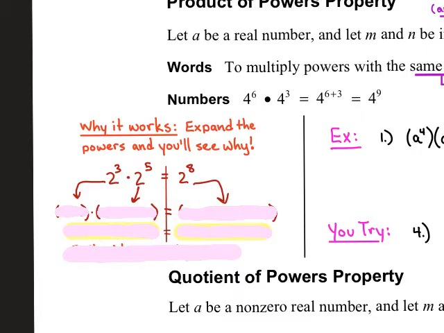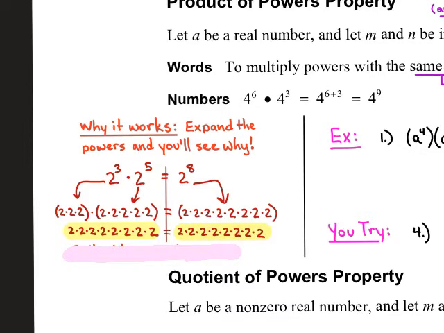So here's why it works. If we expand these powers, then you'll see why it works, because 2 to the 3rd is 2 times 2 times 2. When you multiply that by 2 to the 5th, or 2 times 2 times 2 times 2 times 2, that's what they are when we write them in expanded form. And then we take 2 to the 8th and we write that out in expanded form. We get 8 2's multiplied together. So if you really look at the two sides, they're the same. We have 8 2's being multiplied together on the left side, and 8 2's being multiplied together on the right side. Both sides are the same. So if the two sides are the same, then you know it's got to work out.